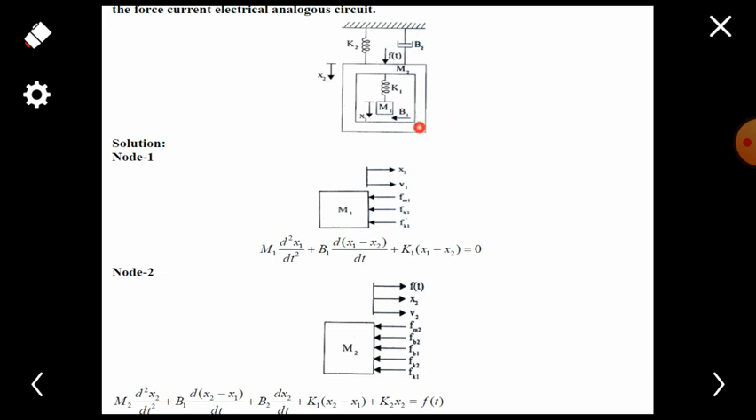Here for mass 2, we have the applied force F of t, and we have the friction B2 and K2. After that, mass 2 is connected with K1 and B1. So we are going to write the differential equation for this: m2 d square x2 divided by dt square plus b1 into d of x2 minus x1 divided by dt plus b2 into dx2 divided by dt plus k1 into x2 minus x1 plus k2 into x2 equals f of t.